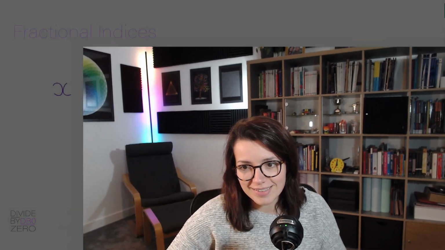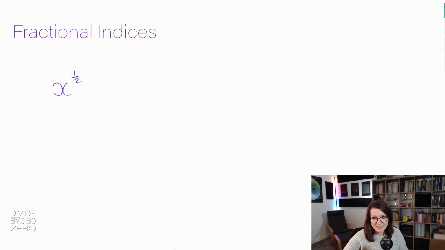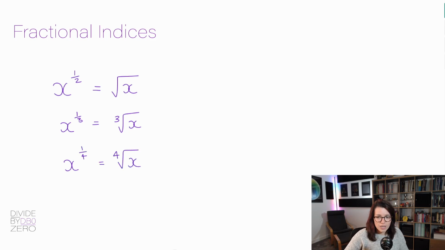If you've got x to the power of a half, that means you want to square root x. If you've got x to the power of a third, that means cube root of x. If you've got x to the power of a quarter, that's the fourth root of x, and so on. So more generally, if you've got x to the power of 1 over n, that just means the nth root of x.